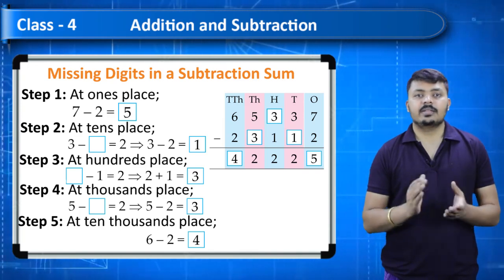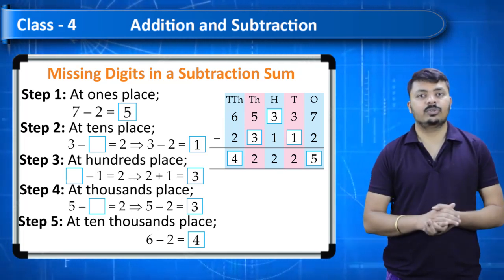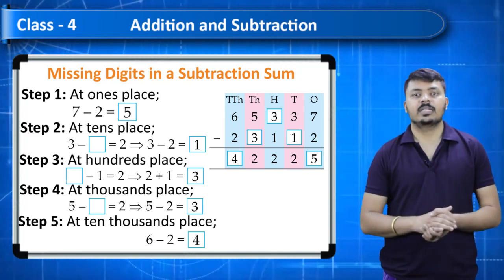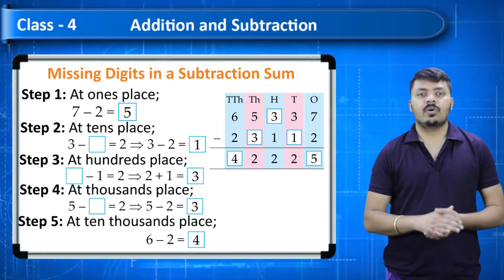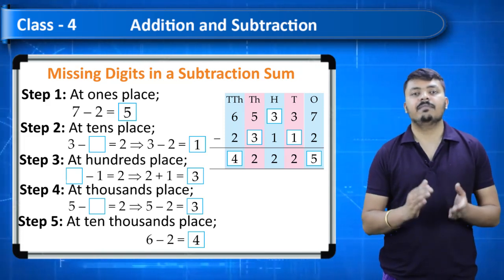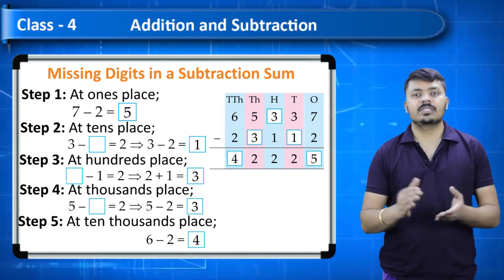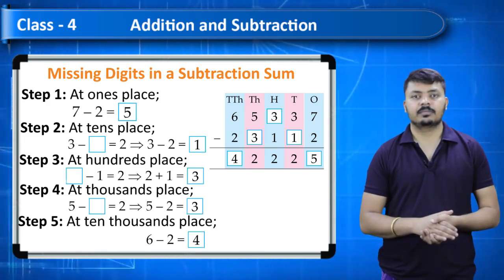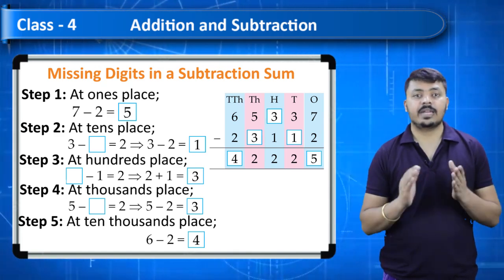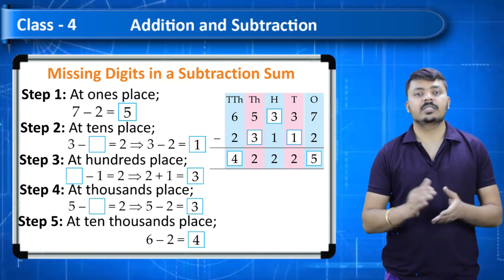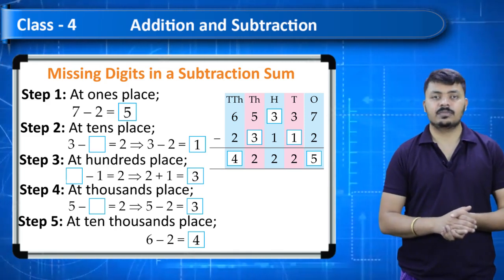Step 3. At hundreds place, missing number minus 1 is equal to 2. So 2 plus 1 is equal to 3. So our missing number is 3. Step 4. At thousands place, 5 minus a missing number is equal to 2. 5 minus 2 is equal to 3. So our missing number is 3. Step 5. At 10,000s place, 6 minus 2 is equal to 4. So our missing number at 10,000s place is 4.